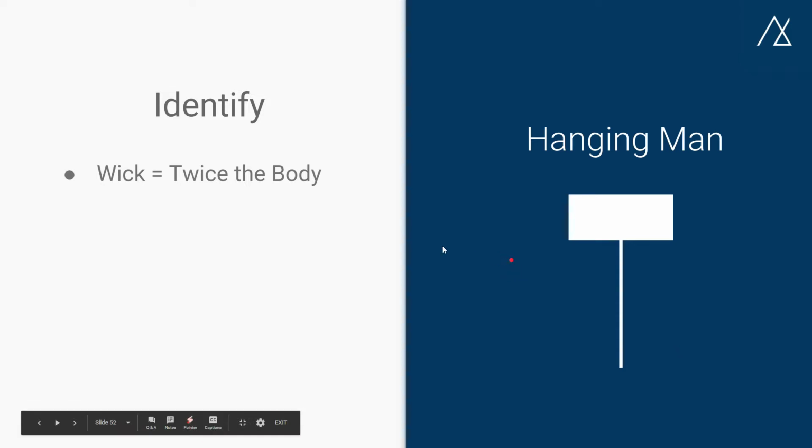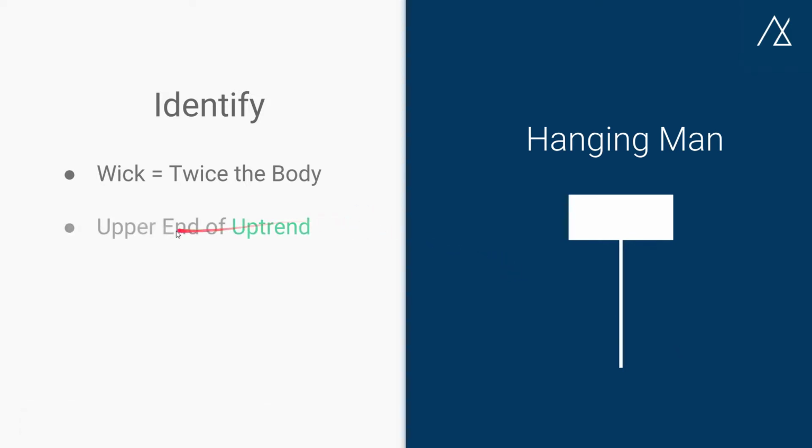Okay, so we understood wick and body. A hanging man is observed at the upper end of an uptrend. There has to be a preceding uptrend, and then a hanging man is found here, and then the reversal will happen and the price will fall. That is the expectation of a trader when we observe a hanging man.